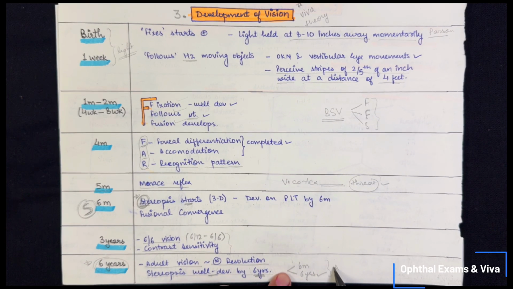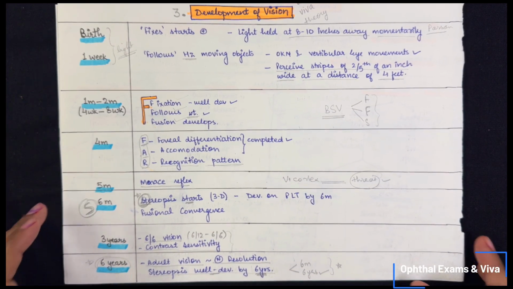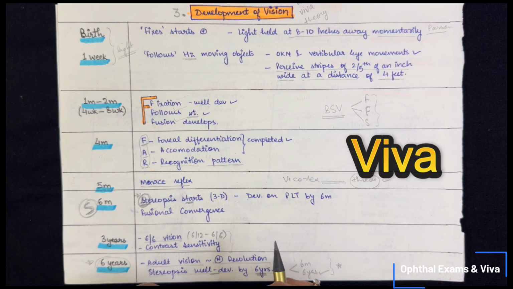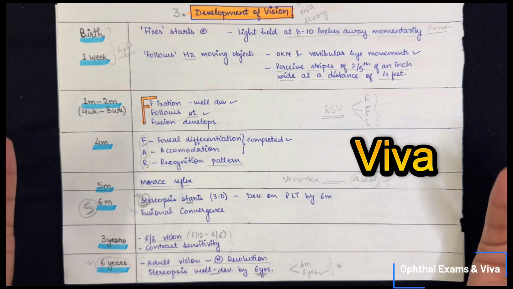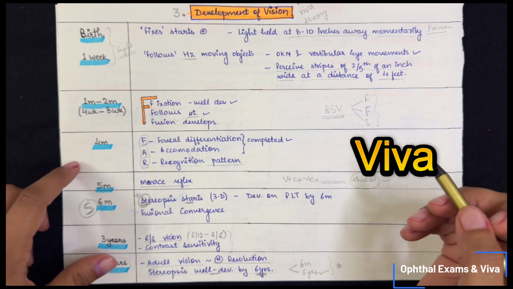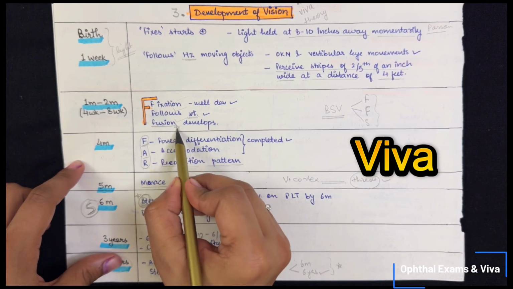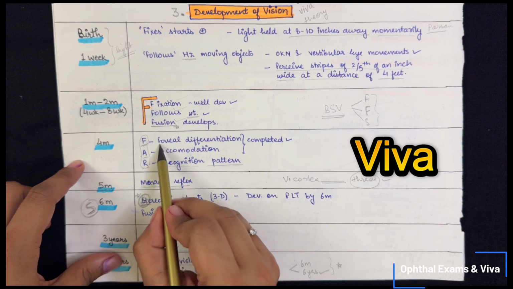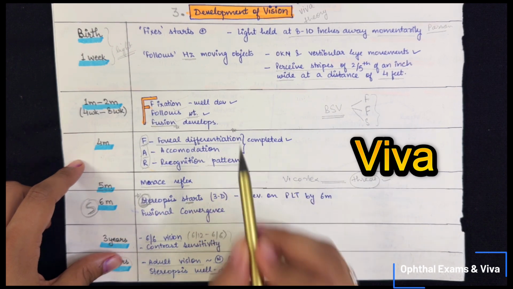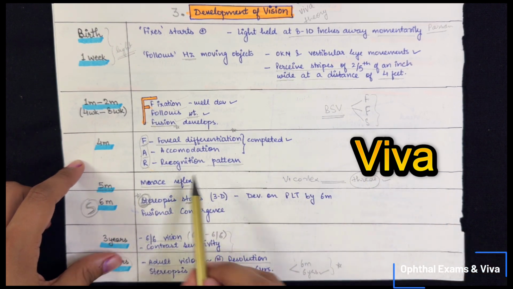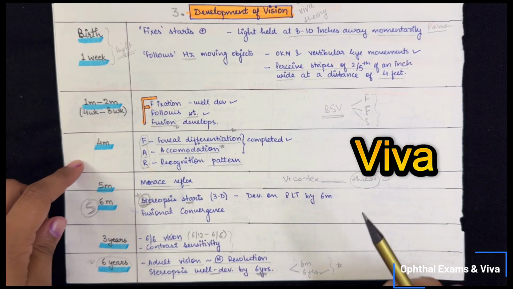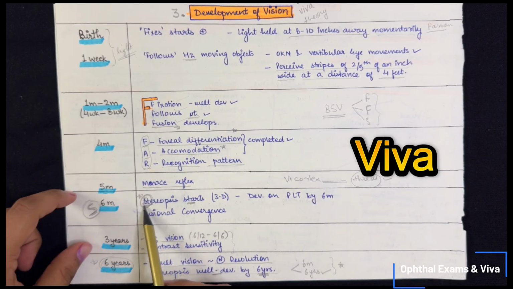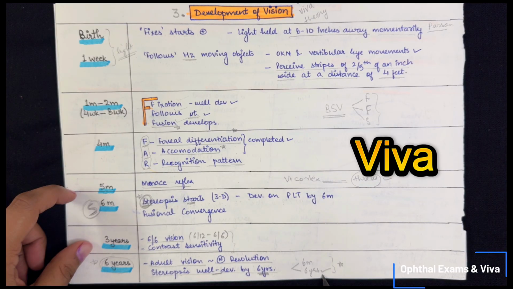Now this is important to remember, right? So what are the important viva questions here? Out of this, anything could be asked, but the ultra important questions are: when does fusion develop? This is important that you remember. Then when does foveal differentiation start? It starts after the birth. Then accommodation, they are very fond of asking accommodation development. Then stereopsis, so it starts by 6 months but forms by 6 years.